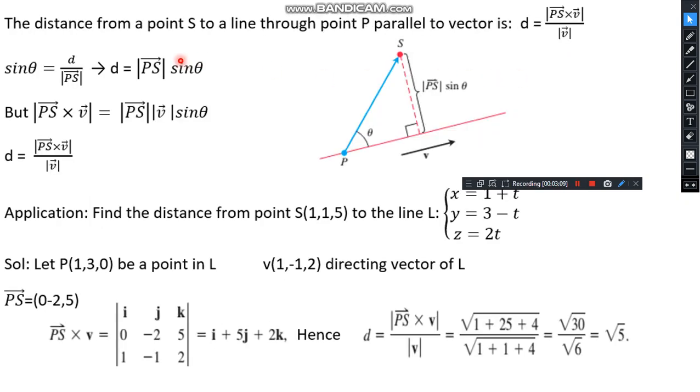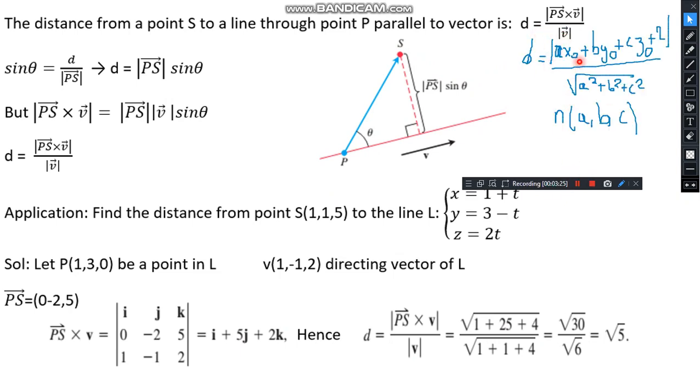The distance from point S to a line. Before, we had the distance from a point to a plane. We said the distance from a point A whose components are x naught, y naught, z naught to a plane P is (a x naught plus b y naught plus c z naught plus r) over the radical of a squared plus b squared plus c squared, where the normal vector has components a, b, and c. Suppose I want to find the distance from a point to a line L, and this line L is parallel to vector v.